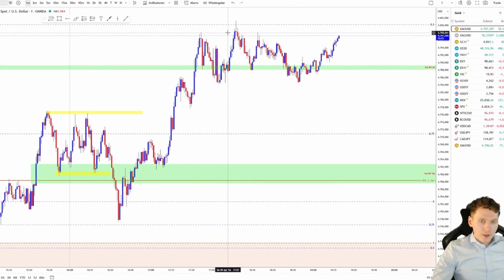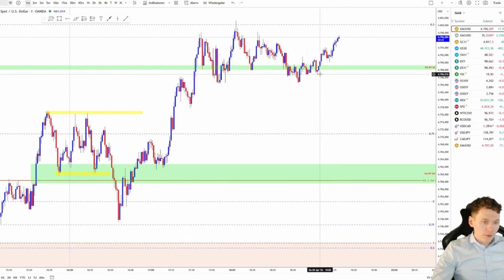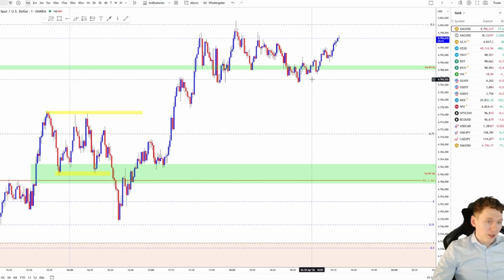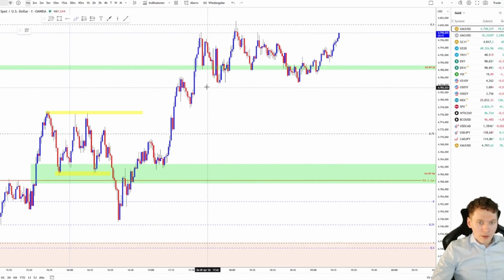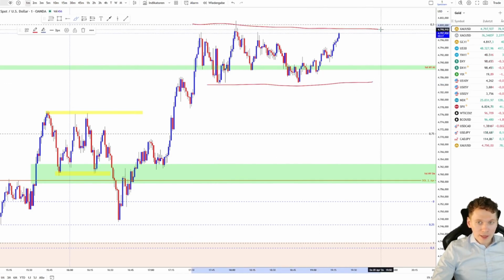So it could go higher. It could also just make another structure. We will wait for the PM session start at 7:30 p.m. and wait there for the first presented fair value gap also to have a higher probability for a new setup. Okay, before that happens, and before we sweep one side of this range, it's not a high probability setup, because it's the same principle.